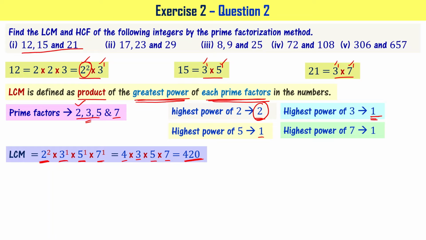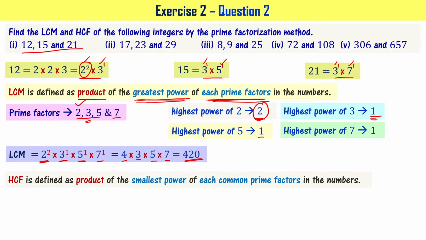Got it? Now let's look at HCF. HCF is defined as the product of the smallest power of each common prime factor. The word common is important here, because we have to find the common prime factors for all these numbers, and then their smallest powers, and then take their product. So what are the common prime factors?